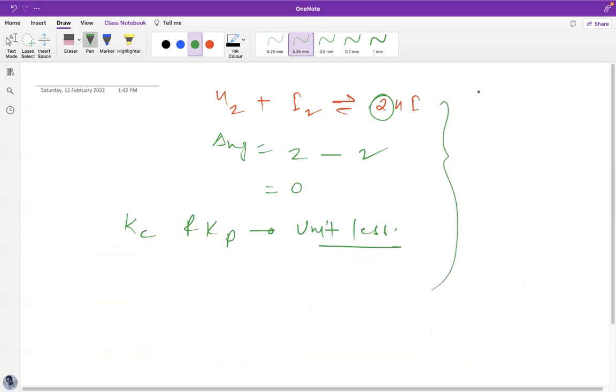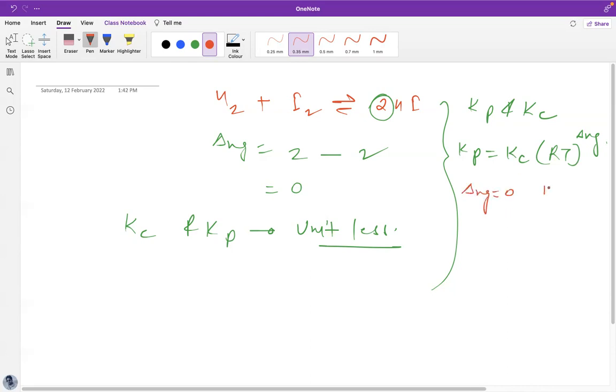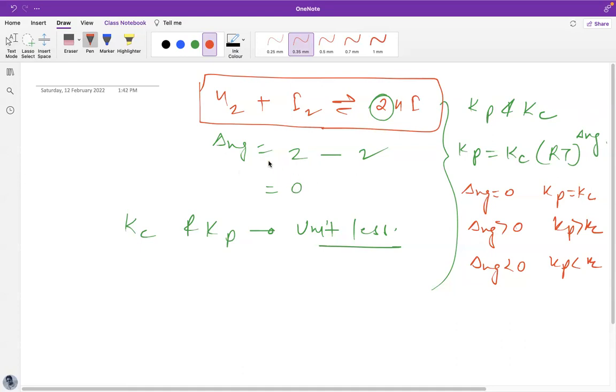Now there is a relationship between Kp and Kc, which is Kp is equal to Kc (RT) power delta Ng. In RT, R means the gas constant and T is your temperature. If delta Ng is 0, it means Kp is equal to Kc. If delta Ng is greater than 0, it means Kp is greater than Kc. If delta Ng is less than 0, it means Kp is less than Kc. So for this particular equation H2, I2, 2HI, what should be the relationship between them? You can see my delta Ng here is 0. So we can say if it is 0, then Kp is equal to Kc.